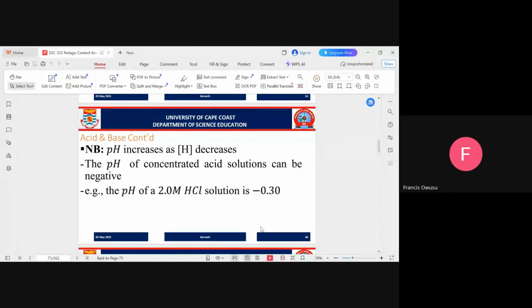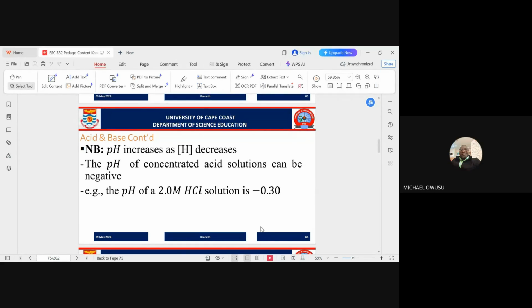Doc, I want to ask, what if the moles of the acid is, let's say, 3, and then the hydrogen ion is 2? How will I calculate that? Your question is invalid. It doesn't exist. How do you tell me the mole of the acid is 3 and that of hydrogen is 2? It's not valid.